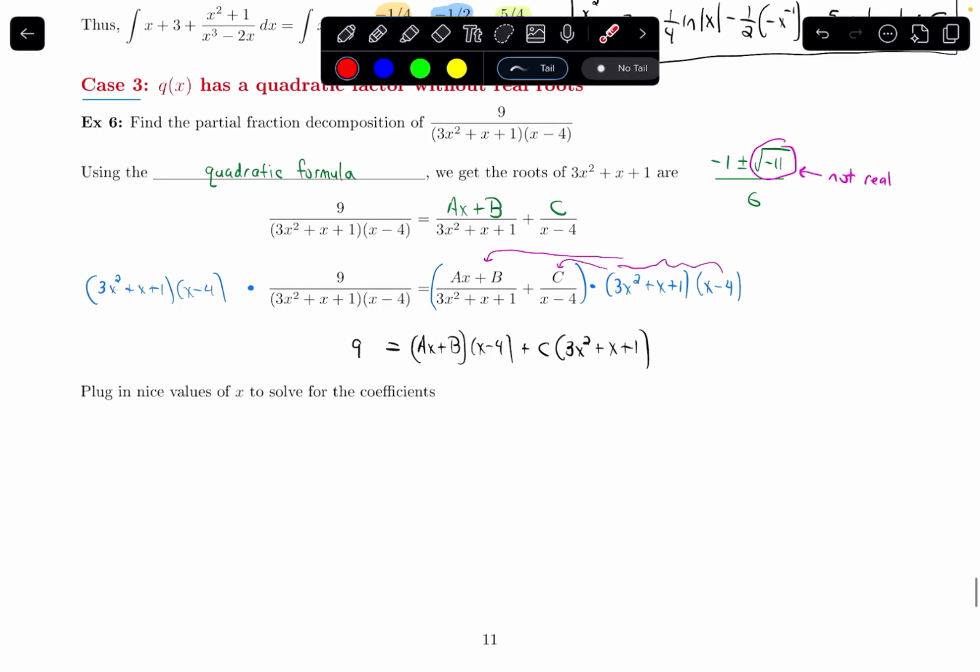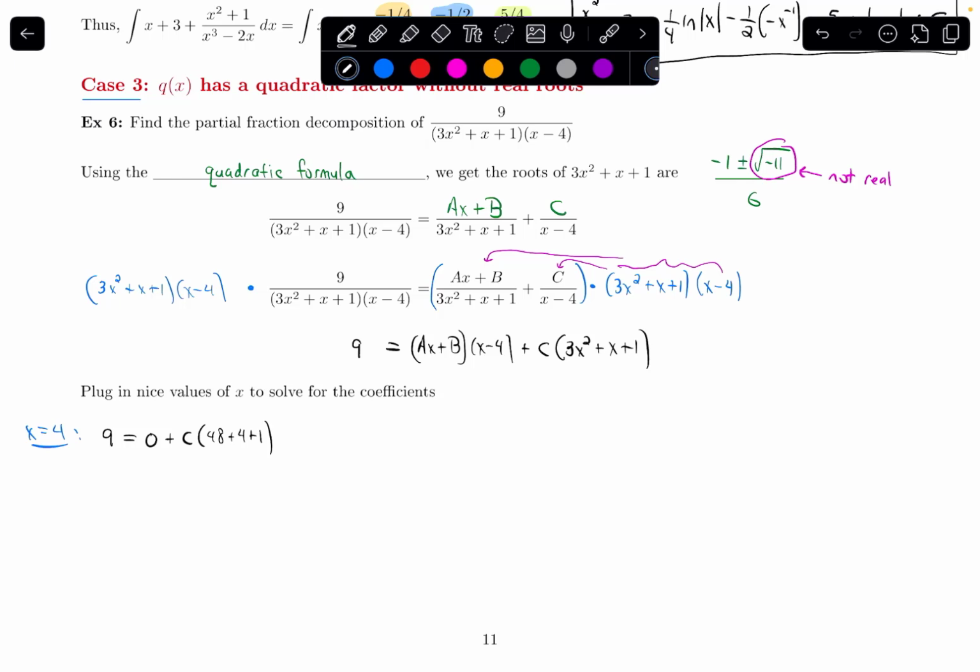I like to plug in x values that might make some of these factors become 0 if possible. So I know that if we plug in 4, that'll happen with this x minus 4 term. So if we do plug in 4, we get 9 equals, and then this part becomes 0. And then we'll get c times 48 plus 4 plus 1.